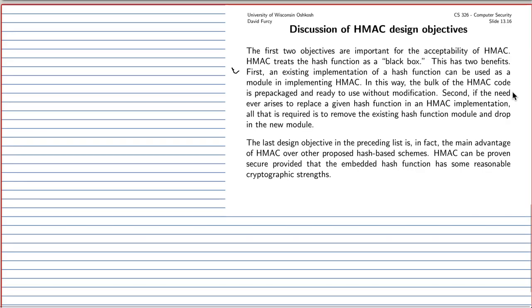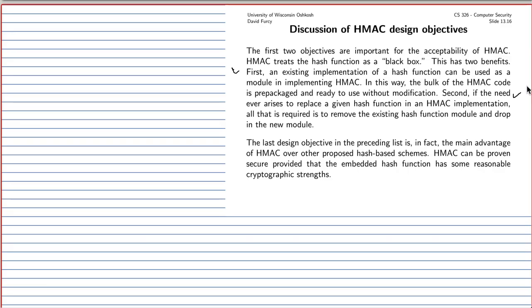And the second reason for this black box idea is that every time your hash function is broken, you should be able to replace it with a better, more secure, or even faster hash function without having to worry about changing anything else in the rest of the design of your HMAC.